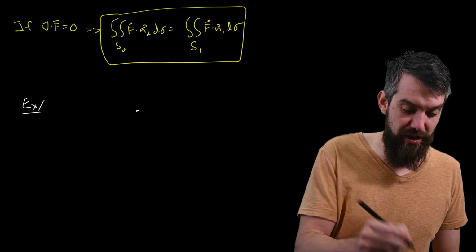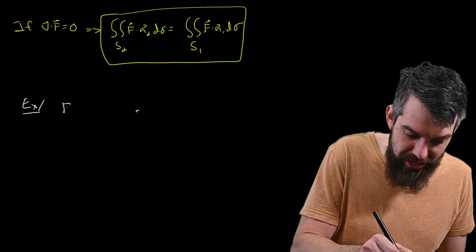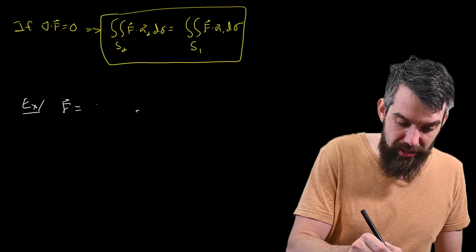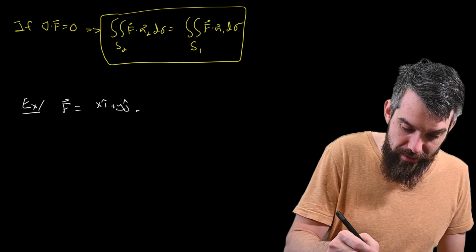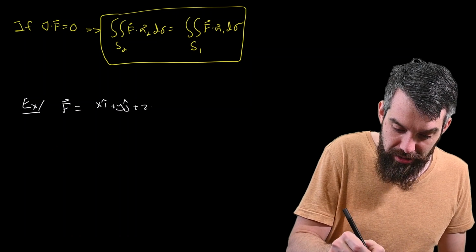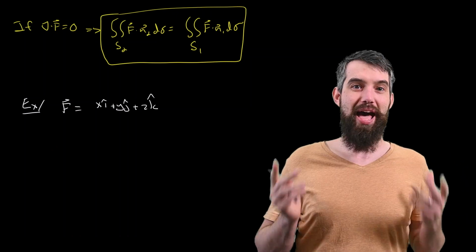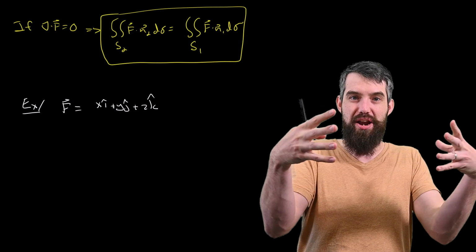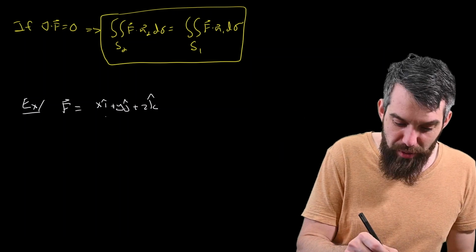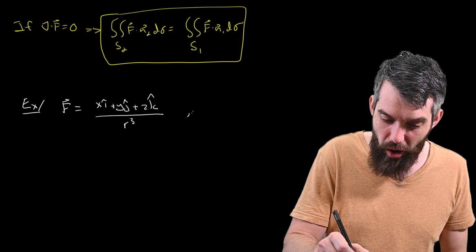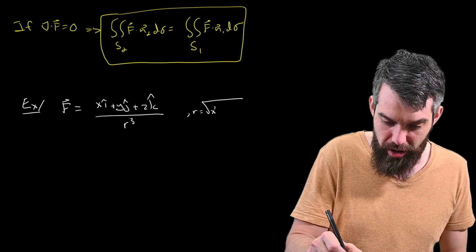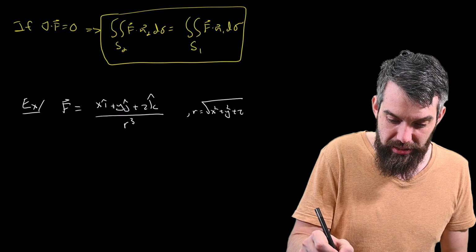And then I'm going to give an example. In my example, I'm going to give an electric field. Maybe I'll ignore the constants, but I'm going to imagine that my field is x in the i hat, y in the j hat, and z in the k hat. So it's kind of like a source field. It's pointing out at every point. And then I'm going to divide it by r cubed, where r is the familiar square root of x squared plus y squared plus z squared.